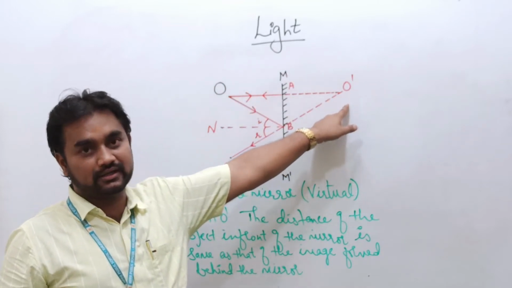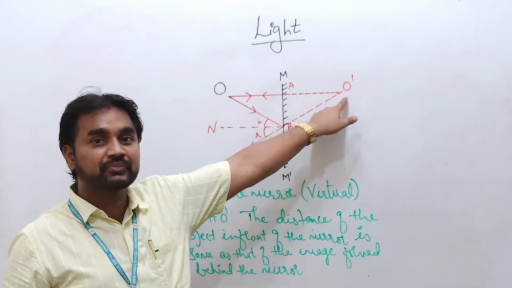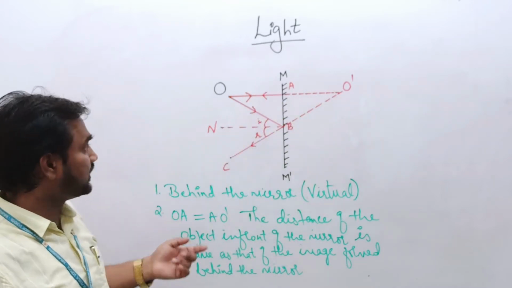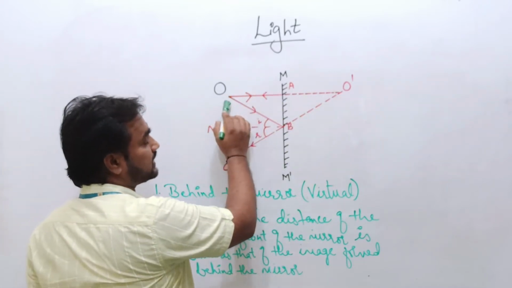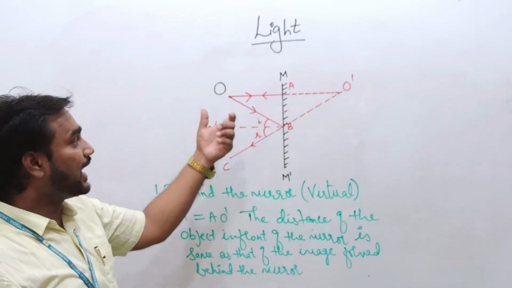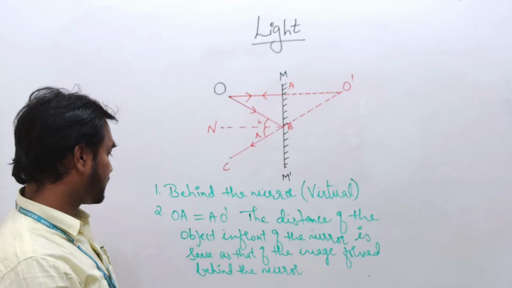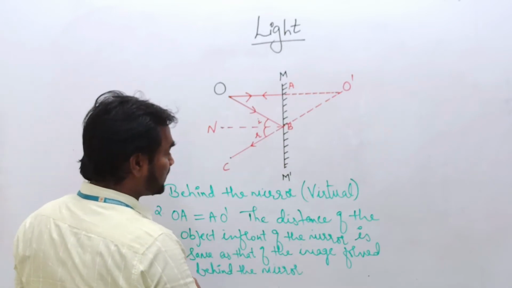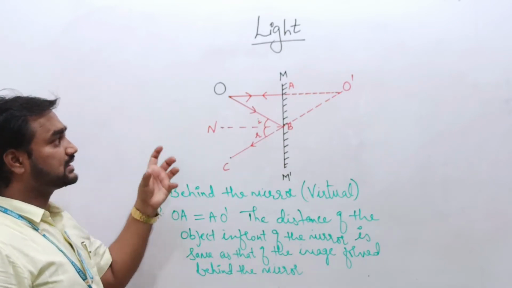So the first characteristic is that it is a virtual image, and the second point is that the distance of the object and the image formed are equal. Okay, they are equidistant from the mirror. That is the second characteristic. Then what is the third characteristic?